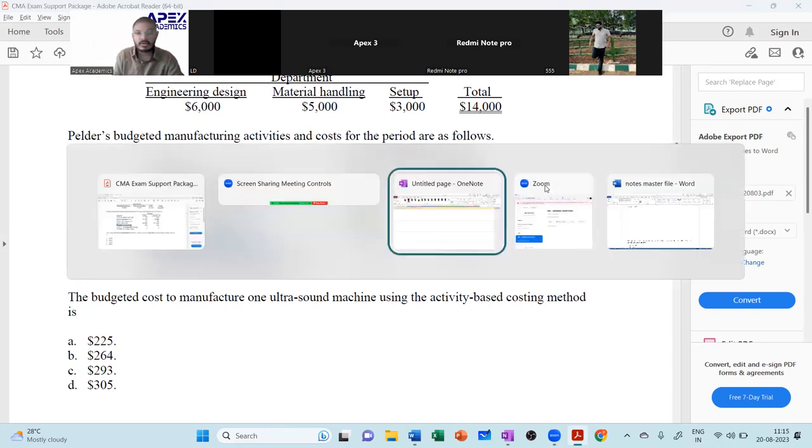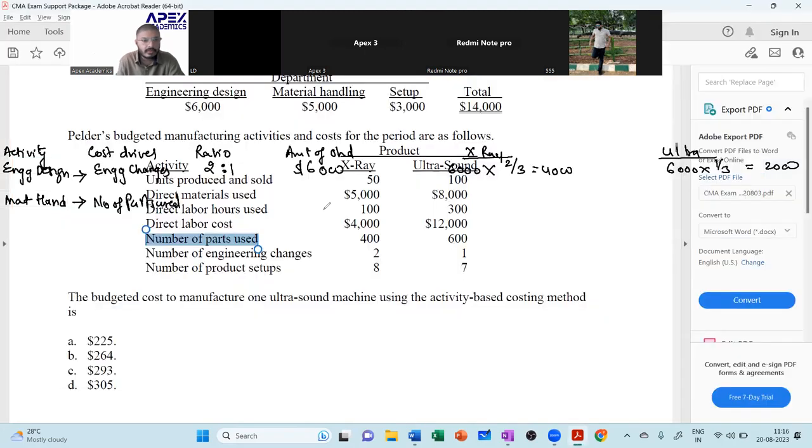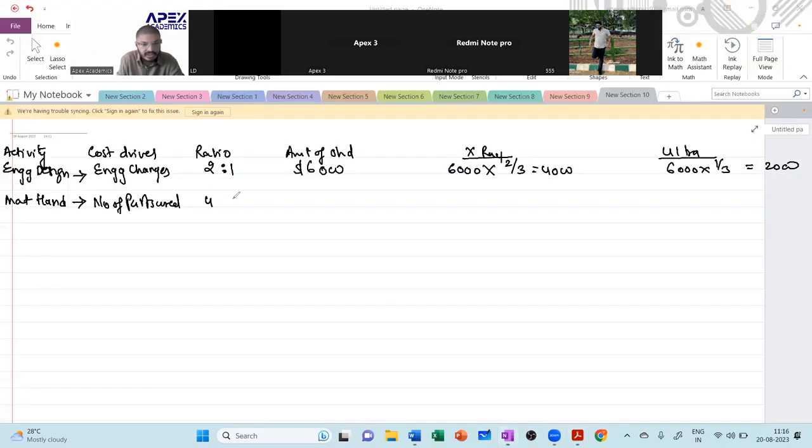Now, what are we looking at over here? We are looking at material handling, which is based on number of parts used. The number of parts used is 400 to 600, so the ratio is straight away 4:6. I'm not wasting time making it 2:3. The total cost incurred is $5,000. Now, 5,000 multiplied by 4 divided by 10 is 2,000. And 5,000 multiplied by 6 divided by 10 is 3,000.